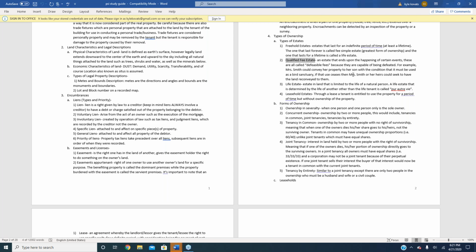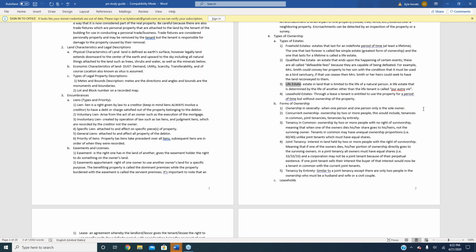So again, a qualified fee estate is granting an estate that lasts for at least as long as you don't do something, I guess is the best way to put it. You're granting a property under a specific qualification. So I put a deed restriction in that says you must keep this house painted red. I've given you a qualified fee estate. Life estate, the dead giveaway here is that it's measured off of somebody's life. So for this life estate, it's going to be measured off of somebody's life.